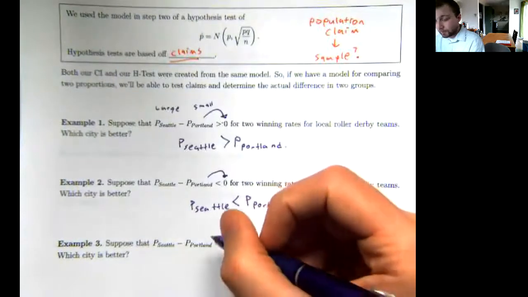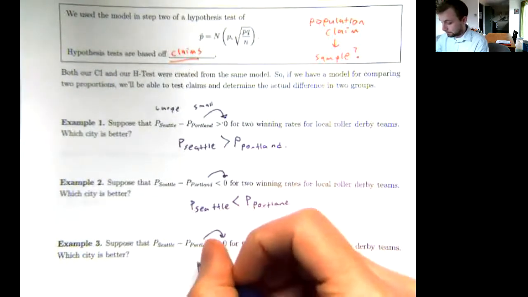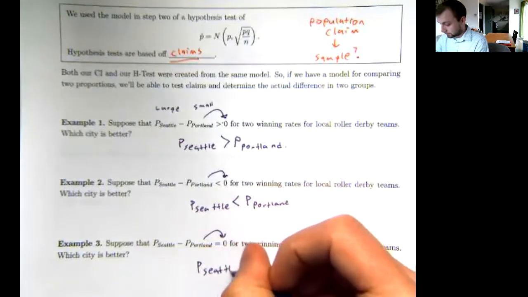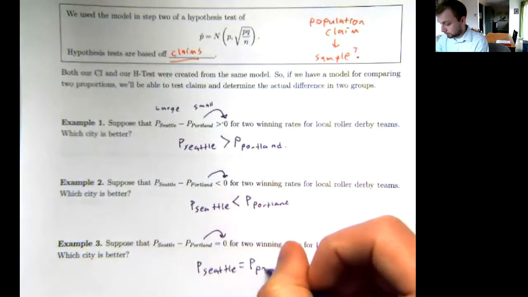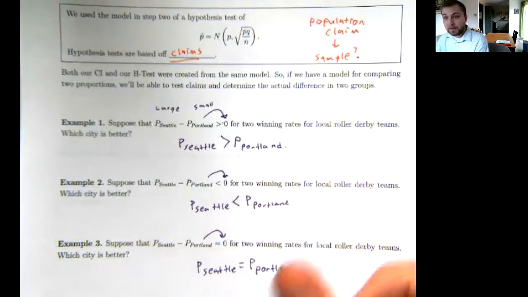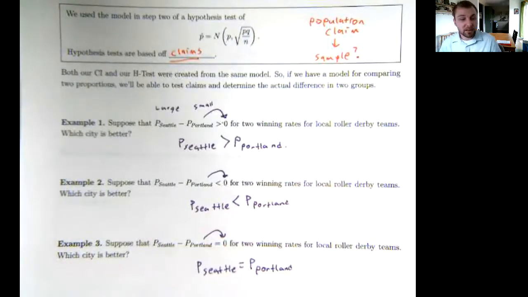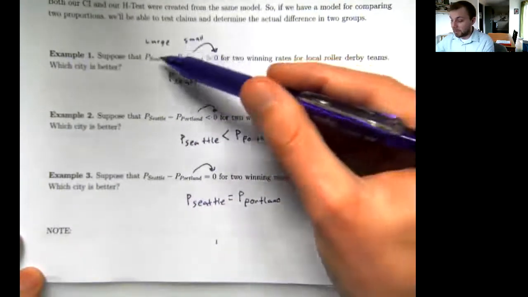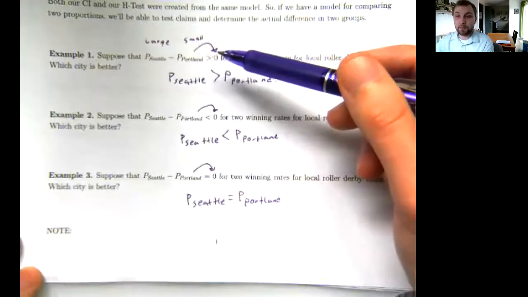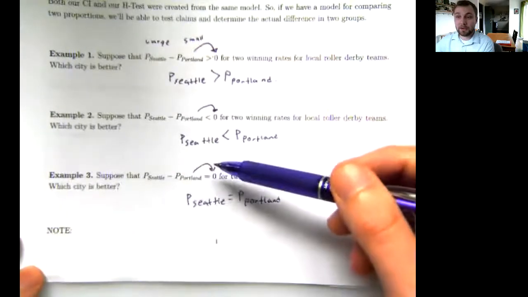Well, let's do the same thing. Let's move the symbol over. When I add the probability of Portland to the other side, I get that the win rate for Seattle is equal to the win rate of Portland. If you look at these, you'll notice I have every possible comparison that could come up. I have Seattle doing better, Seattle doing worse, and Seattle doing just as well as Portland, but no better. And I did this by doing subtraction and then looking at the sign, seeing if it was positive, negative, or contained 0.